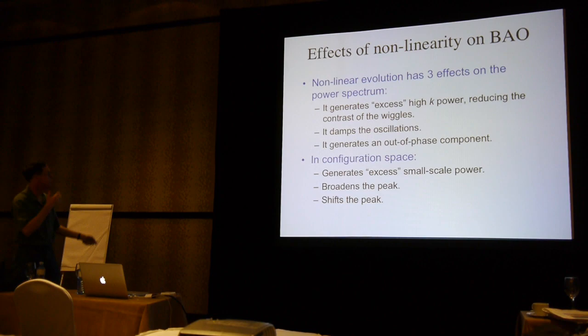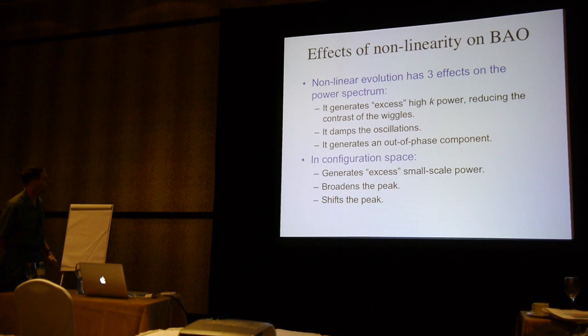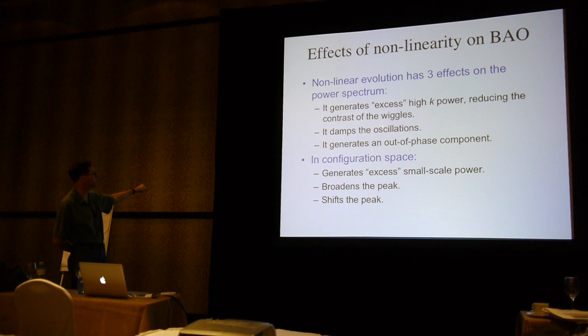Okay, so as things collapse, of course, and become extremely nonlinear, you're generating a lot of power on small scales. So we expect to see excess power, where excess means over the linear theory prediction, at high k or at small scales. That will reduce the contrast of the wiggles just by the fact that I have some 10% wiggle and then I increase the DC level, so the contrast will go down. It will damp the oscillations, and we've already seen why that will happen, but I'll take you through that again. And as we'll see, it will generate an out-of-phase component. So if I'm thinking in Fourier space, these are the three effects that will happen when I have nonlinearity. We'll walk through each of these over the course of the next 40 minutes or so.